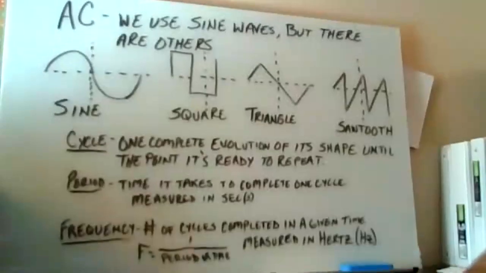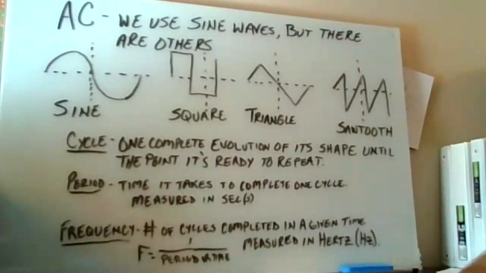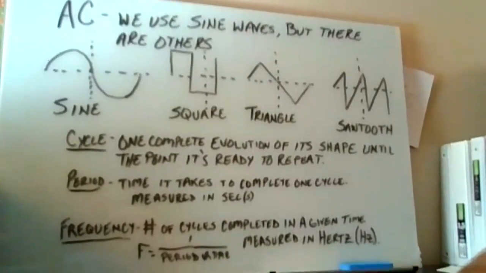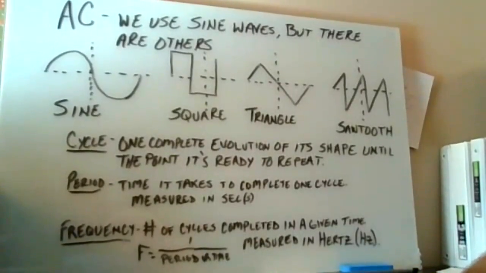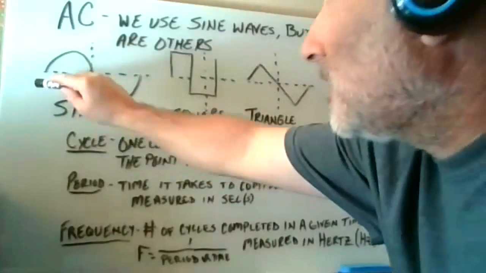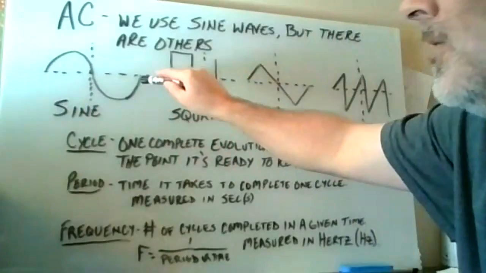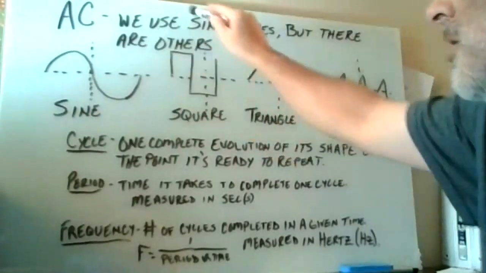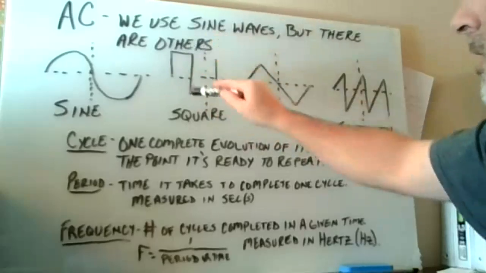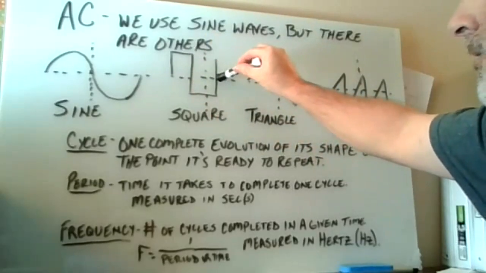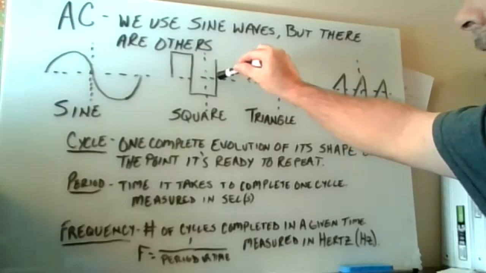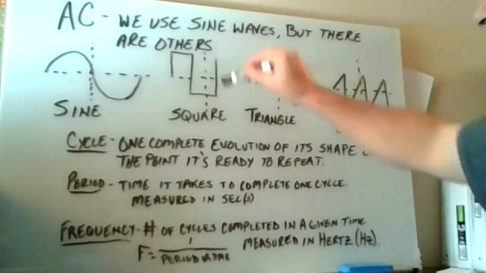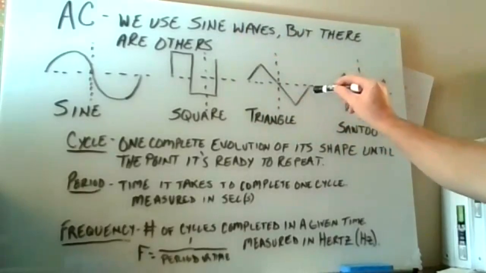Some terminology that you need to know is a cycle. A cycle is one complete evolution of its shape until it's ready to start again. So this is one cycle of a sine wave, because as you see, when it gets back to here, it's getting ready to start again. This would be one cycle of your square wave. Here, this part, it's already started again. One cycle of a triangle wave.